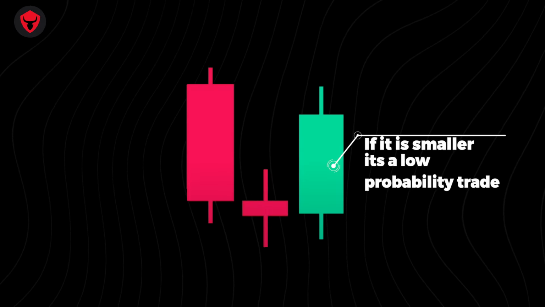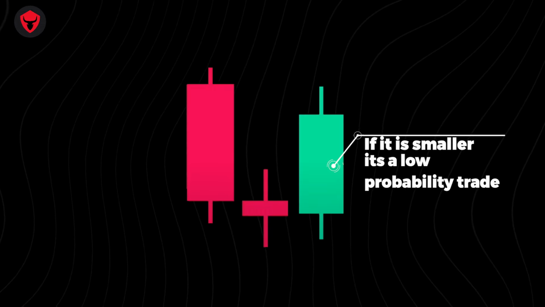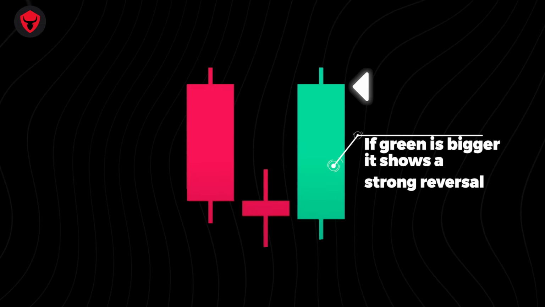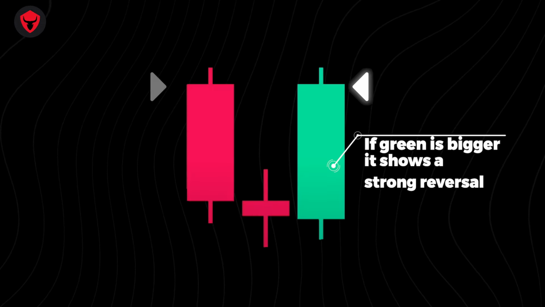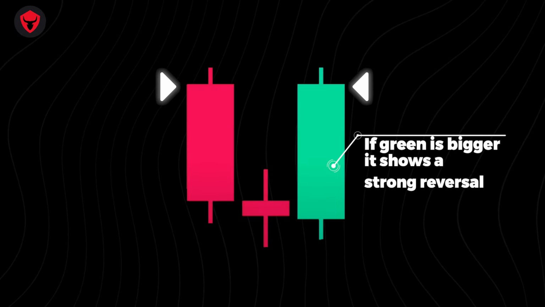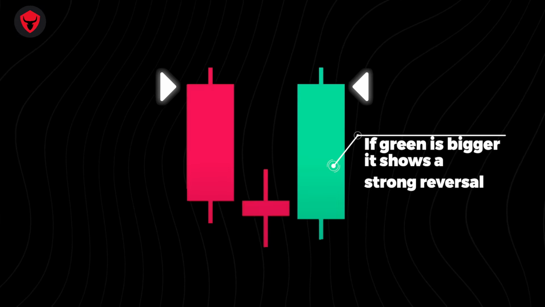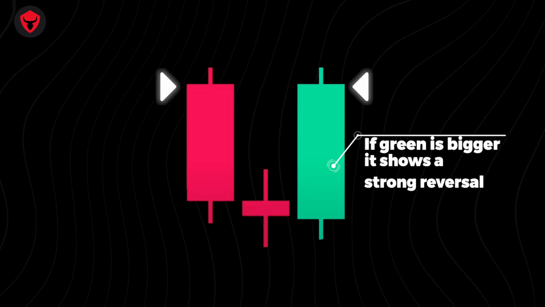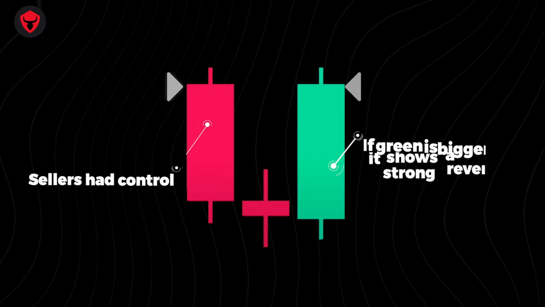If it is smaller, the transaction has a reduced likelihood. Finally, if the green candle closes above the high of the red candle, it signifies a strong reversal. The Morning Star pattern's psychology is rather basic.